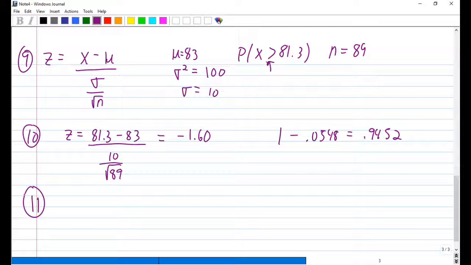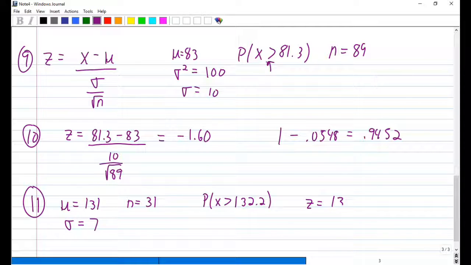That was 11. We were told in the problem the mean was 131, the standard deviation was 7. We were told that they took a sample of 31 of these things, and we want to know the probability that x is greater than 132.2. So we simply plug all of this in our z-score formula. Our x is 132.2 minus our mean 131, over our standard deviation divided by the square root of n, so 7 over the square root of 31. When you plug that in your calculator and round to 2 places, you should get 0.95.